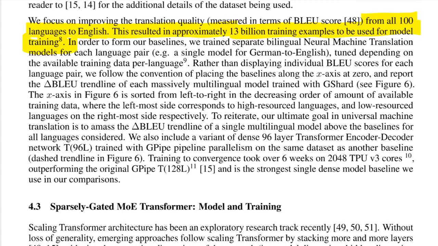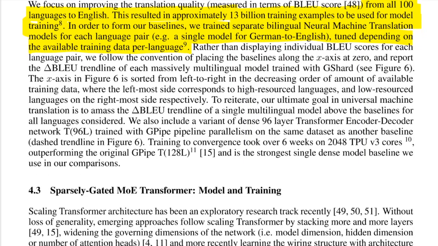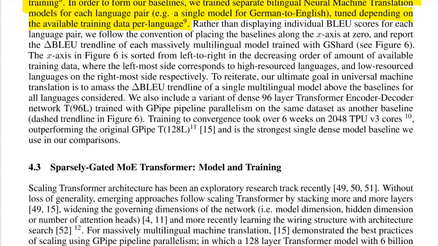They have baselines. First of all, in order to form our baselines, we trained separate bilingual neural machine translation models for each language pair. So that means a single model for each language to English, tuned depending on the available training data per language. And then they also have a baseline where they try, OpenAI style, to build as deep a single transformer as possible. And by that, they mean we also include a variant of a dense 96-layer transformer encoder-decoder network trained with GPipe, pipeline parallelism, on the same data set as another baseline.